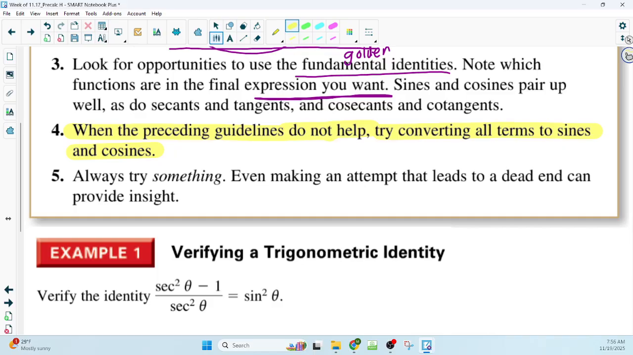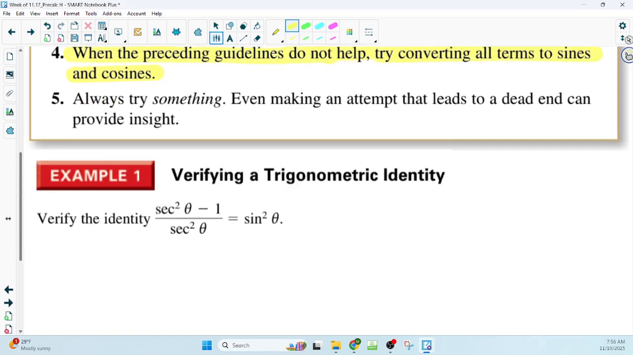Step 5, I don't know that they needed to say it, but I'm going to say it again. Always try something. Even making an attempt that leads to a dead end can help. And as you notice, when I'm doing these, I don't really know what to do. Sometimes there's 2 routes you can go. They both work. Sometimes there's 3 routes you go, and 2 of them don't work.